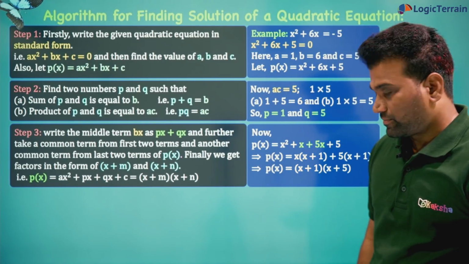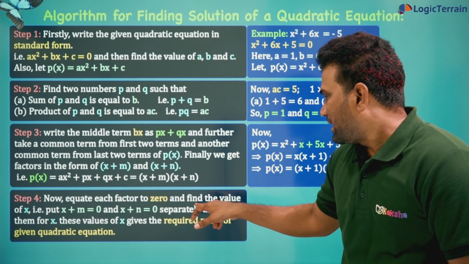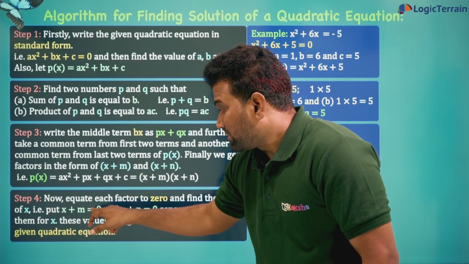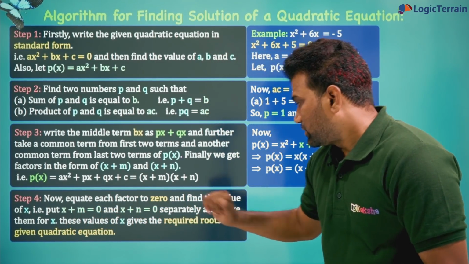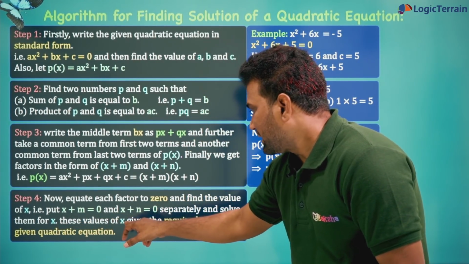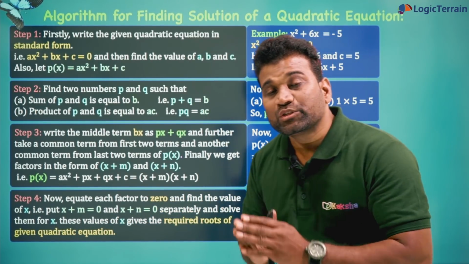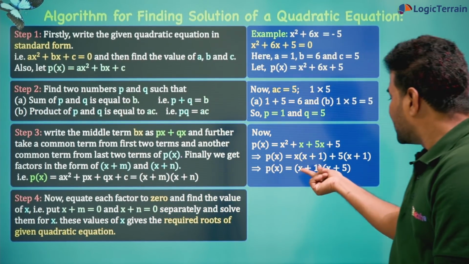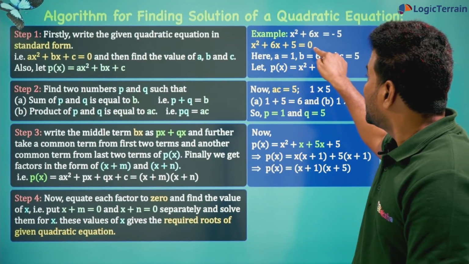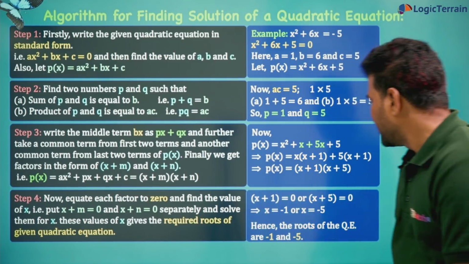Now the final step. Equate each factor to 0 and find the value of x. That is, put x plus m is equal to 0 and x plus n is equal to 0 separately and solve them for x. These values of x give the required roots of the given quadratic equation. So why should we equate to 0? Because these are factors of the polynomial, but ours is an equation which is already equated to 0. So we need to equate each individually to 0.